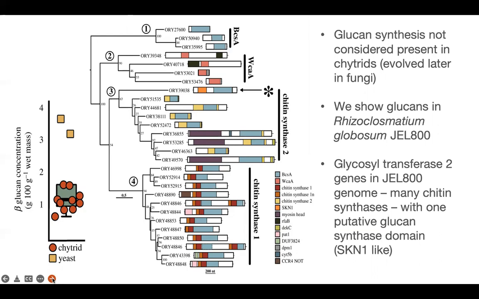So what we actually did was quantify beta-glucans in our chytrid, and we showed that it does actually contain beta-glucans. But also when we looked at the genome of our organism, we find putative glucan synthase genes. So again, these are just gene orthologs within the genome. We would have to do knockouts to really prove their function, but maybe glucan synthesis occurred much earlier in the fungi than we previously thought, and it's also important for chytrid rhizoid development.